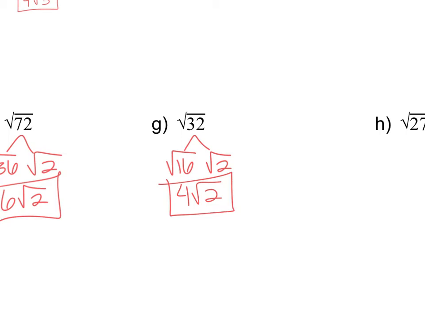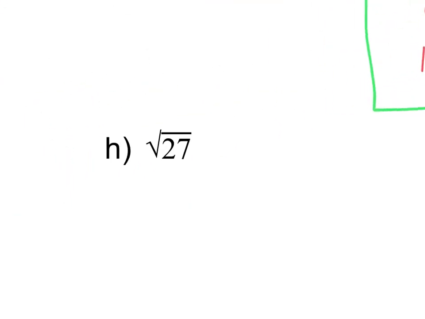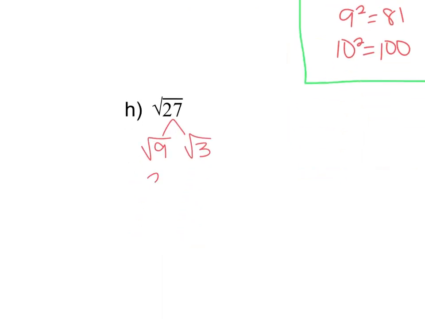Okay, if you want to pause the video and try this last one, do it. Okay, so the square root of 27 would be the square root of 9 times the square root of 3, which would end up being 3 square roots of 3.